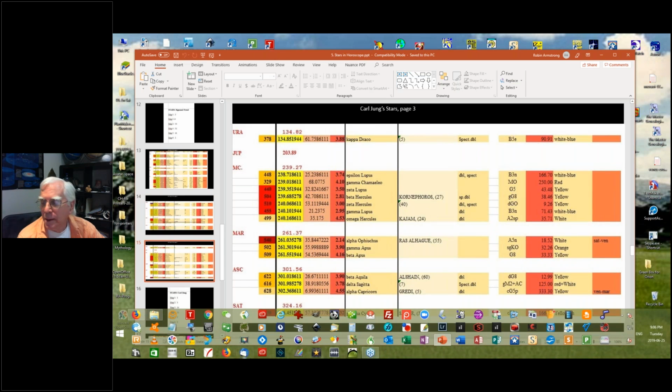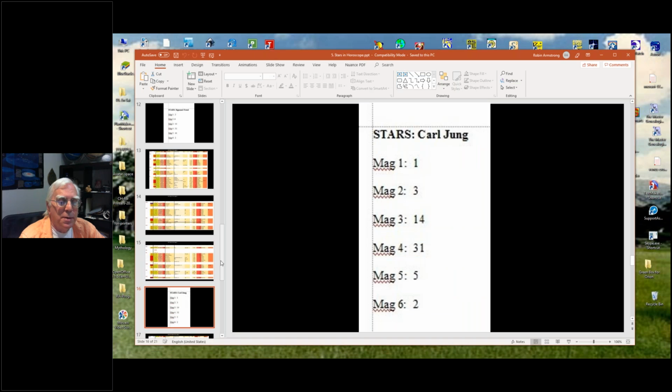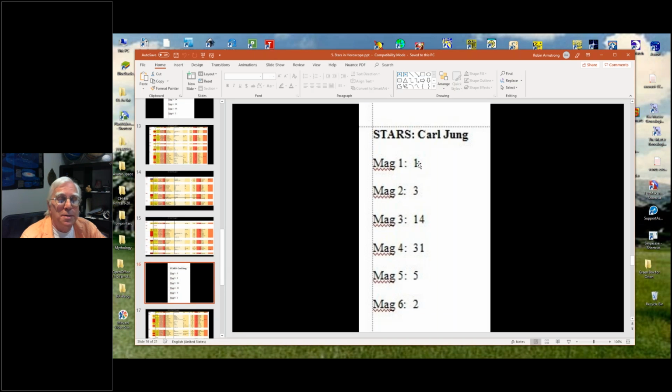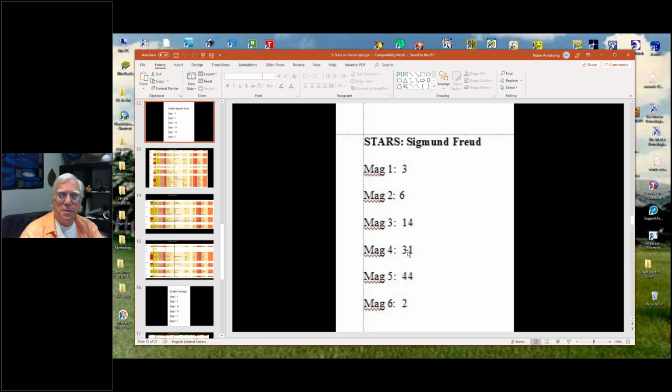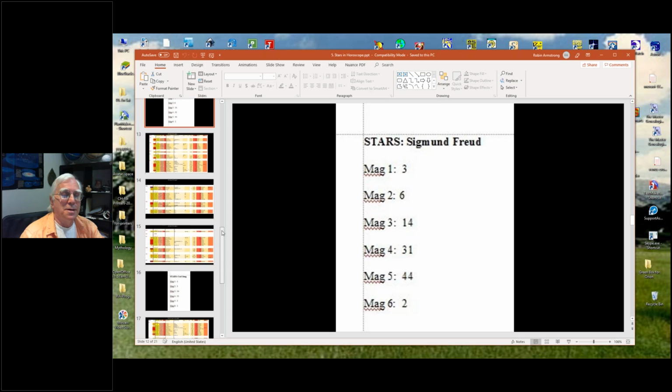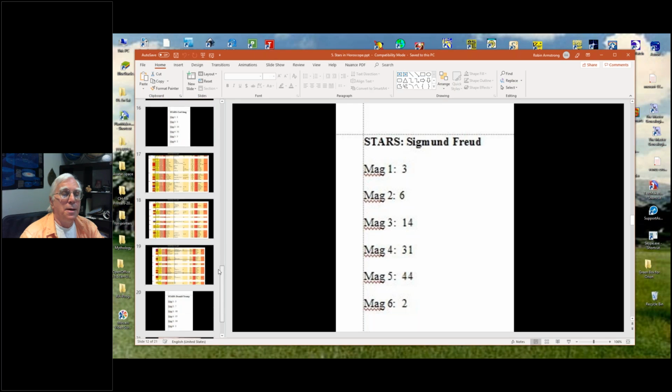So with Carl Jung's chart, when you count the stars, he has only 1 first magnitude star. So by that route, it's not the most prominent of stellar people. He had a very profound, deep influence, but he only had 1 first magnitude star, 3 second, 14 third, 31 fourth, 5 fifth, and 2 sixth. A lot less than when we looked at Freud's, which had 3, 6, 14, 31, 44. He had a lot of planets right in the Milky Way with lots of stars there, and Jung didn't.